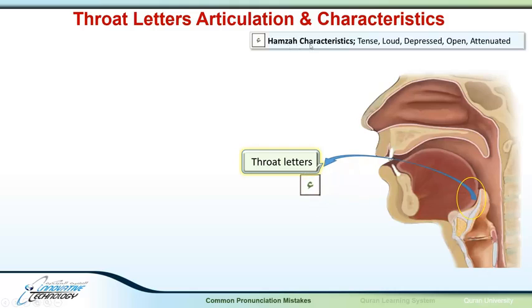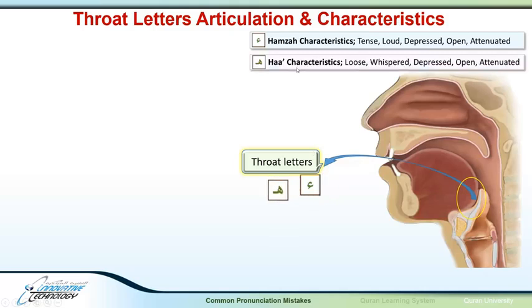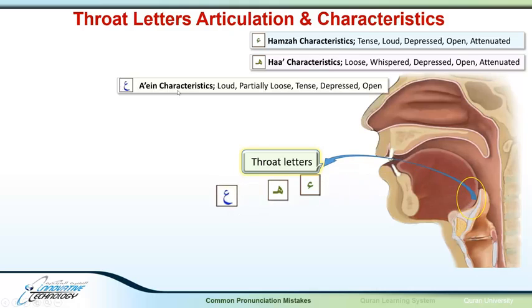Al-hamza is characterized by being tense, loud, depressed, open, and attenuated. The second deep throat letter is Al-ha. The ha is characterized by being loose, whispered, depressed, open, and attenuated. Now, the mid-throat letters: the ain is characterized by being loud, partially loose, tense, depressed, and open.